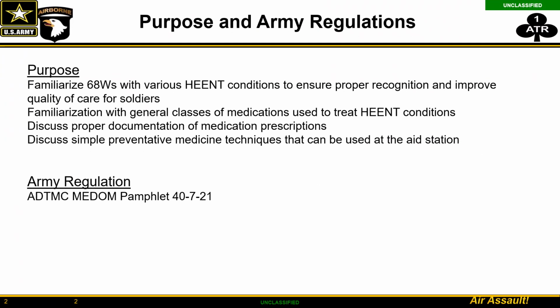The goals here are to familiarize all of you with HENT related conditions, and then how to properly document those, how to report them to me, and how to make the proper decisions of disposition, where this person needs to go, whether they can be discharged on kind of like a home treatment self-care protocol, or if they need to go to MOD, or if they need to go to the emergency room.